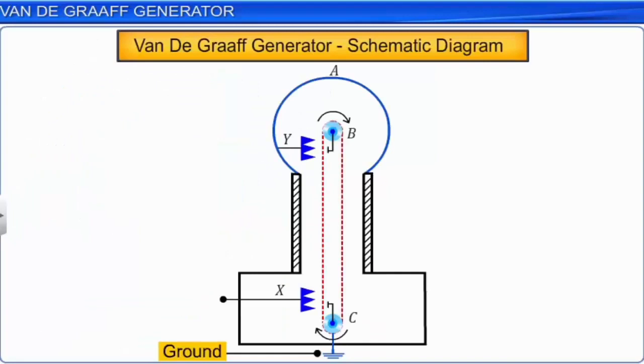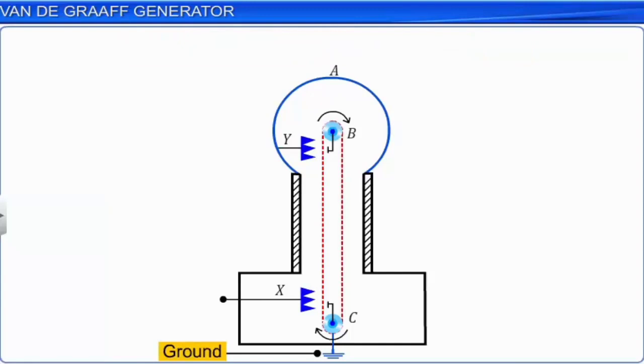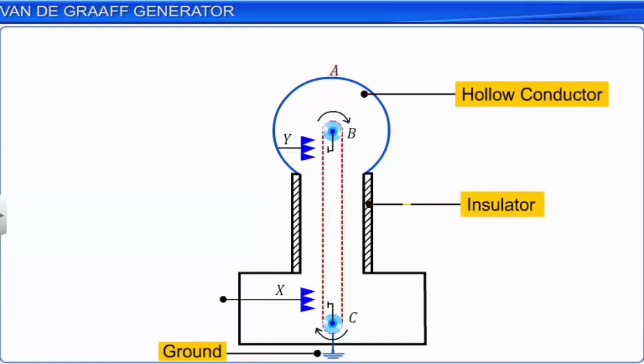The schematic diagram of the Van der Graaf generator is as shown. It consists of a hollow metallic conductor A, which is mounted on an insulating column. A pulley B is mounted at the center of the sphere A. Another pulley C is mounted near the base of the conductor, and C can be continuously driven by an electric motor, or by hand in case of the device being used for demonstration.